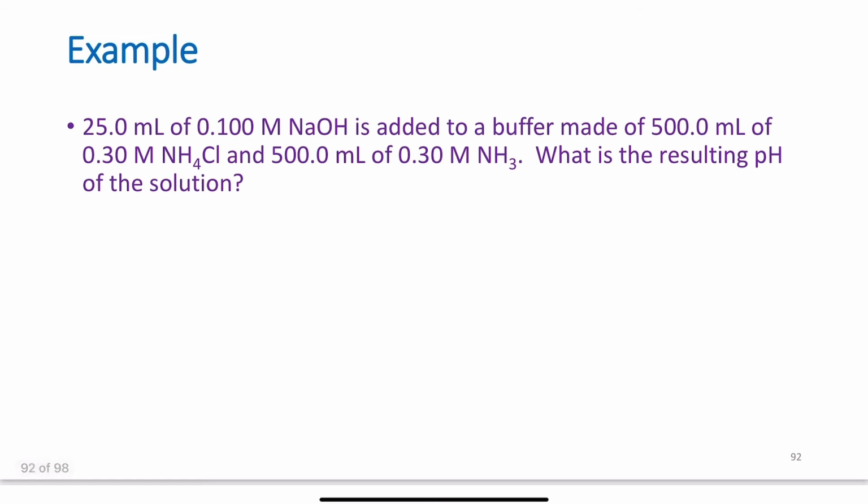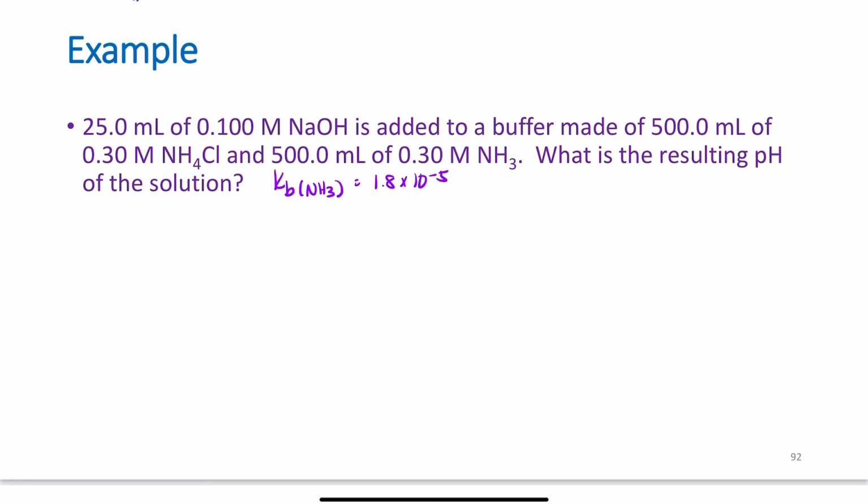25 mils of a 0.1 molar NaOH solution is added to a buffer made of 500 mils of 0.30 molar NH4Cl and 500 mils of 0.3 molar NH3. What is the resulting pH of the solution? Kb for this, by the way, Kb of ammonia is 1.8 times 10 to the minus 5. So, what do I got going on here?